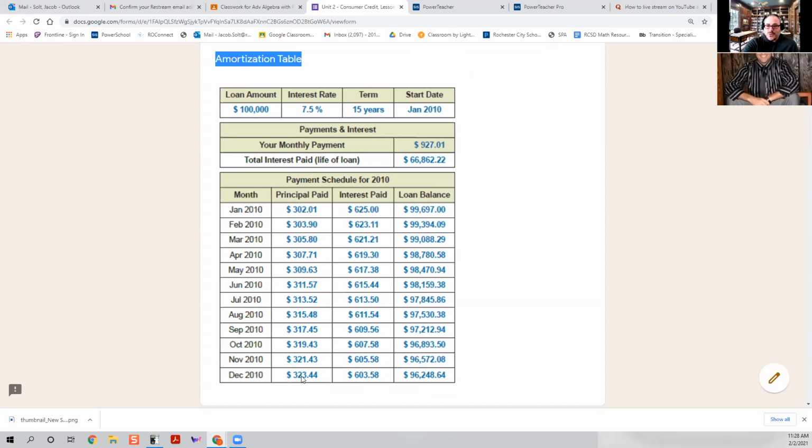Now it's $323.44 that is going towards paying off the principal. So I'm paying more off my principal each month. And then $603.58 goes to the bank for interest. So they're getting less interest as the months go by. Eventually, there's going to be a midpoint where the interest and principal paid off are the same. And then towards the end of the loan, these numbers are going to be reversed. Towards the end of the loan, you'll be paying more in principal than you're paying in interest.